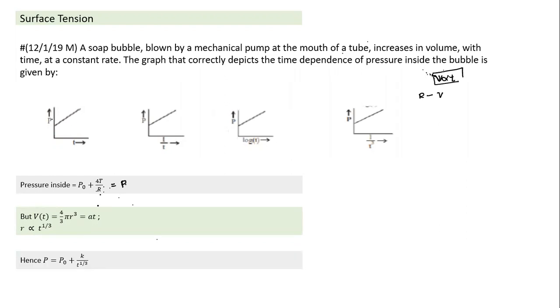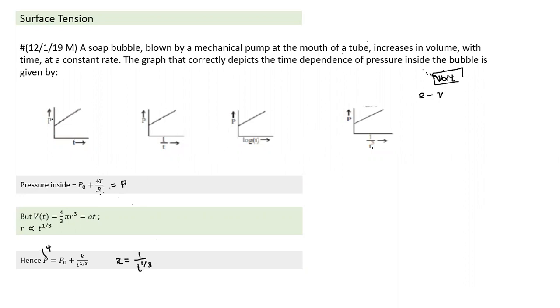In the pressure expression, I substitute R and get P equal to P naught plus some constant divided by t raised to power 1 by 3. So if I want a linear equation, if I take this as Y, what has to be my X to get a linear equation? X has to be 1 by t raised to power 1 by 3. That has to be the equation. So on the x-axis, I need to take 1 by t raised to power 1 by 3.